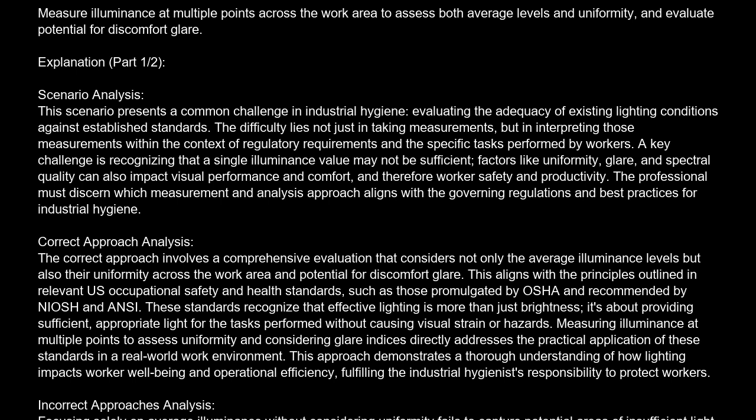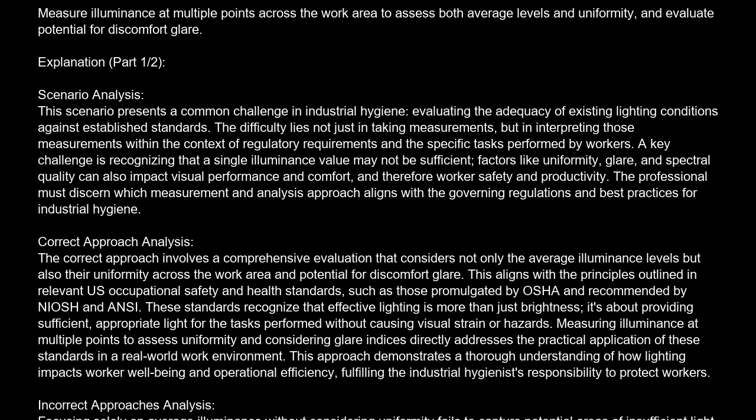Correct approach analysis. The correct approach involves a comprehensive evaluation that considers not only the average illuminance levels, but also their uniformity across the work area and potential for discomfort glare. This aligns with the principles outlined in relevant U.S. occupational safety and health standards, such as those promulgated by OSHA and recommended by NIOSH and ANSI. These standards recognize that effective lighting is more than just brightness. It's about providing sufficient, appropriate light for the tasks performed without causing visual strain or hazards.